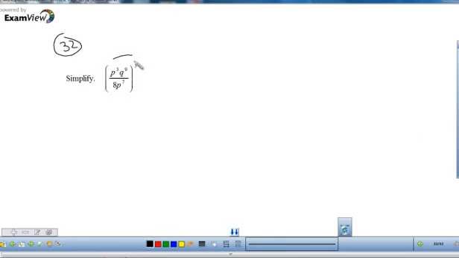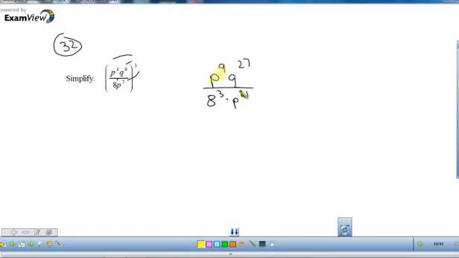Okay, so again, I have a power to a power. So I'm going to distribute. So I'm going to have p to the 9, q to the 27, 8 to the third, and p to the 21. So the only things that I have to worry about are my p's, which I'm going to subtract. Notice that there's more p's on the bottom, so that is where they're going to remain. So 21 minus 9, it's 12.